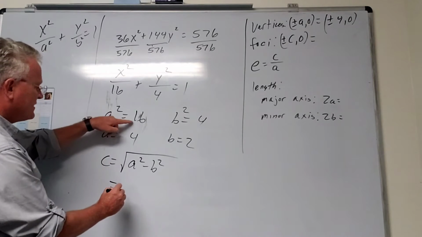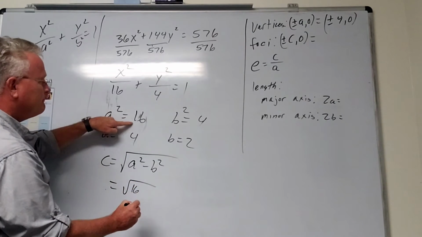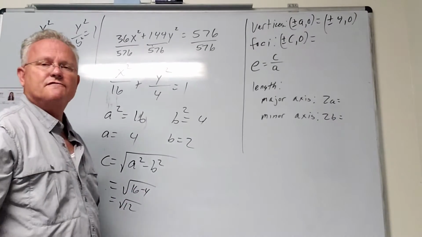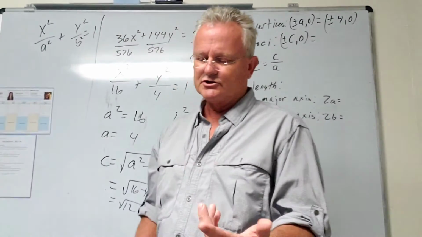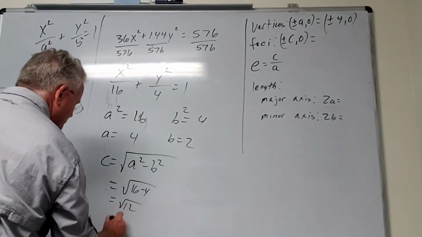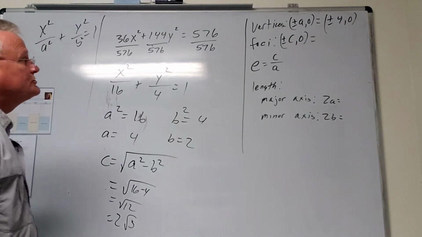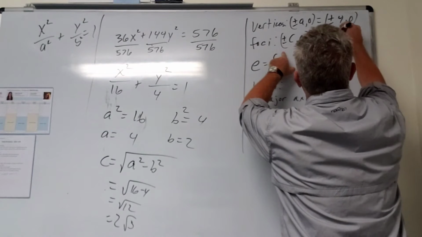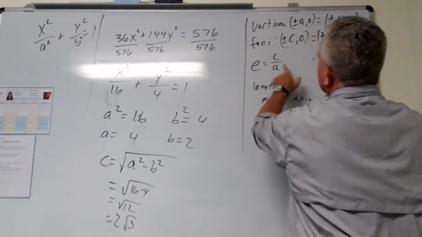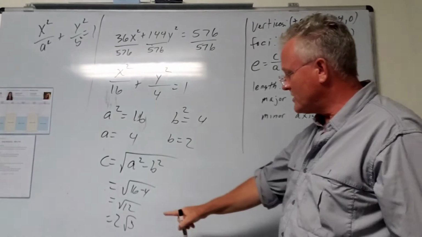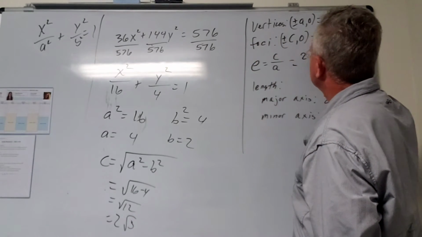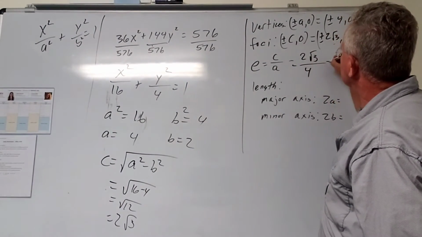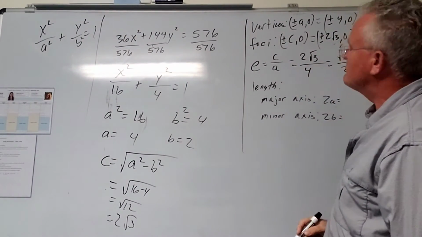What do we get? A squared is 16. B squared is 4. 16 minus 4 is 12. 12 is 4 times 3. The square root of 4 is 2. So this is 2 square root of 3. So this is plus and minus 2 square root of 3, comma 0. The eccentricity is c over a, 2 root 3 over a, which is 4. 2 goes into 4 twice, so we get root 3 over 2.